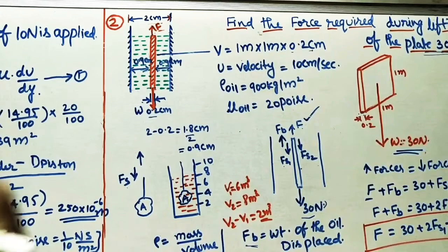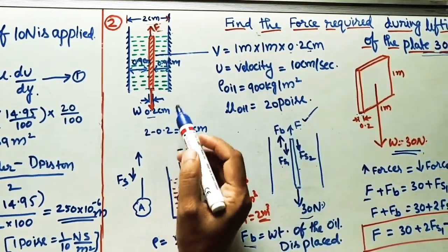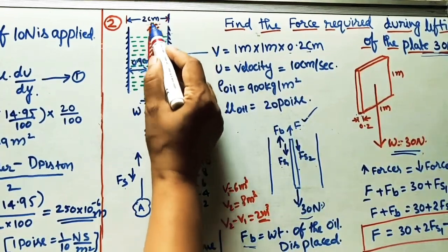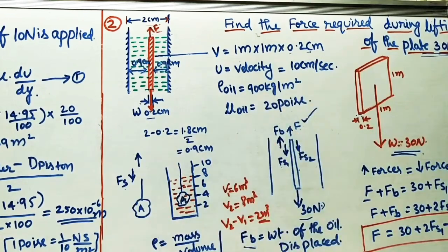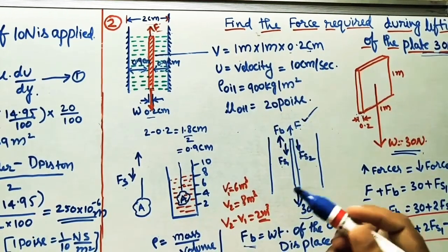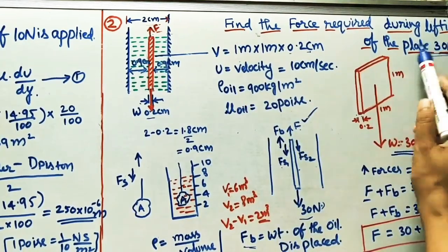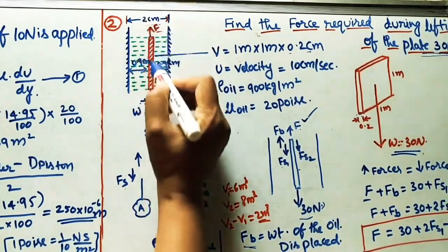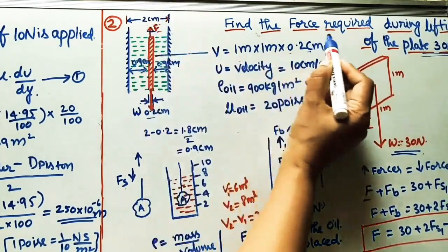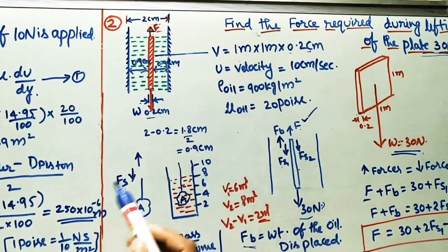And what is the other given data? Velocity of the plate is given as 10 centimeter per second. This plate is moving in the upward direction, lifting this plate upward with the velocity 10 centimeter per second. What we have to find? Find the force required during lifting of the plate of 30 newtons. Lifting of the plate means we have to apply some force for lifting this. We have to find the force required for lifting this plate with the velocity 10 centimeter per second.